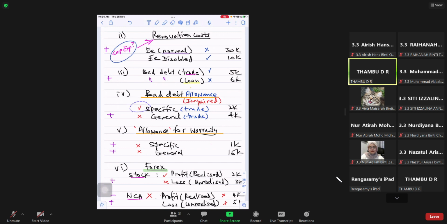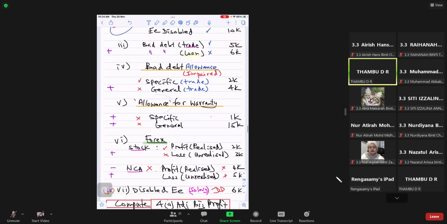Allow means nothing to do. If the allowance is for any other item, whether specific or general, it is not allowed. So general, add back. Other allowances, whether specific or general, are not allowed. Allowance for warranty means expected payment for warranty. Warranty is only allowed if you actually pay. If you don't pay, cannot.